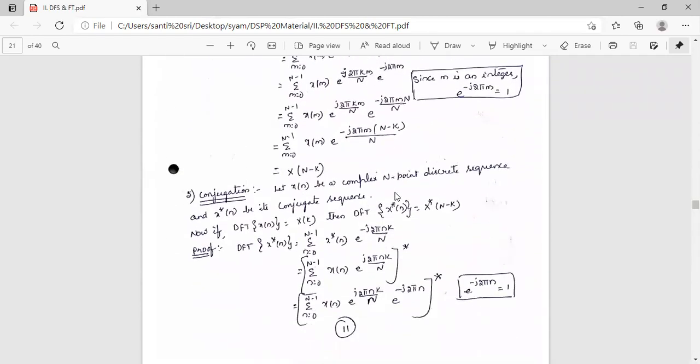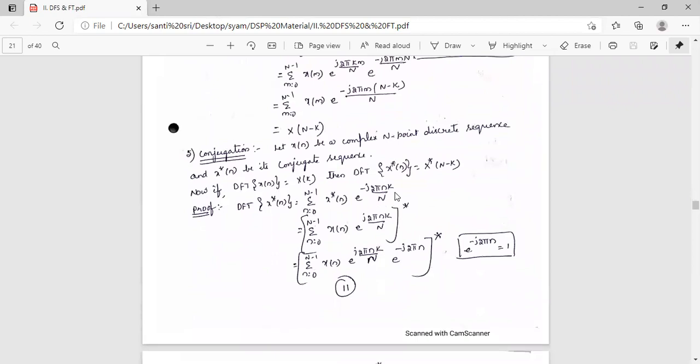Next, coming to the next property, that is the conjugation property. What is that? The conjugation property is defined as: let x of n be a complex N-point discrete sequence and x star of n be its conjugate sequence.